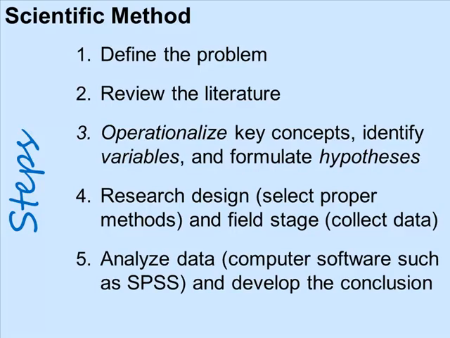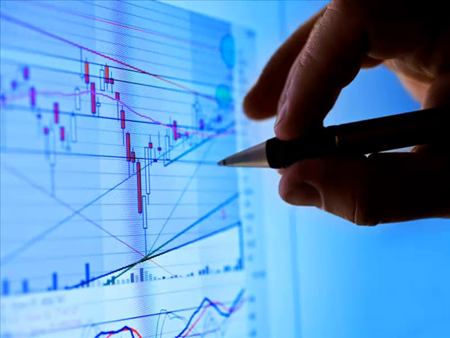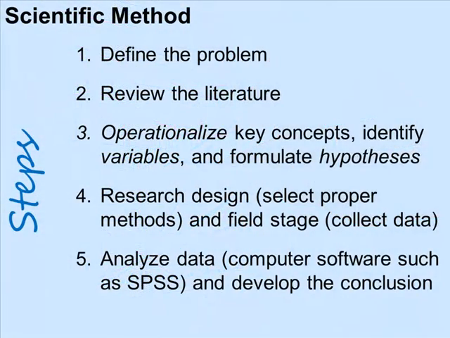Step 5. Analyze data and develop conclusions. Now, the data you have collected can be processed on the computer, oftentimes using specialized software such as SPSS, which stands for Statistical Package for Social Sciences. You will discuss your research findings and make your conclusions.